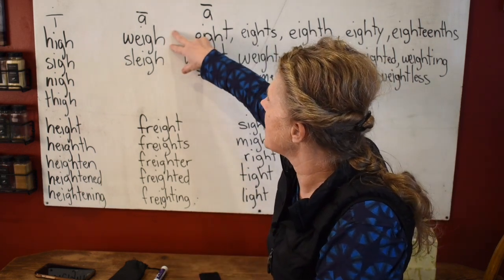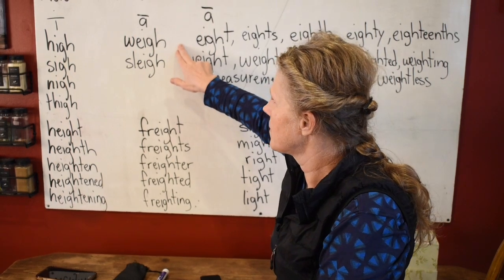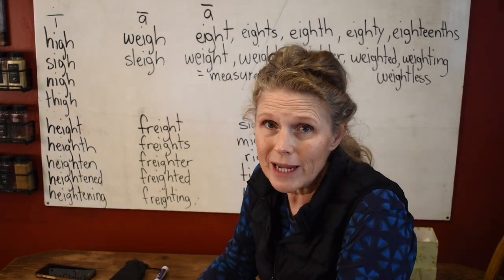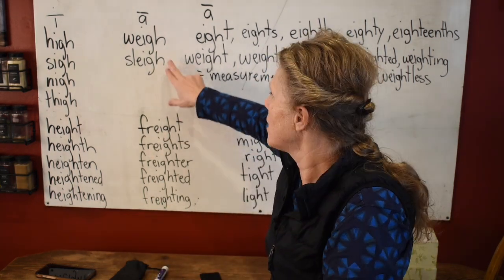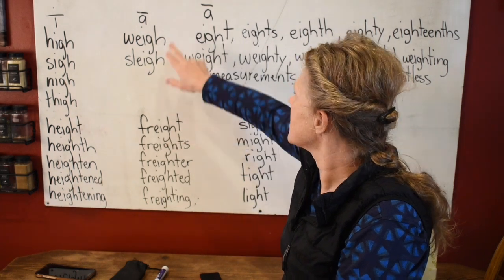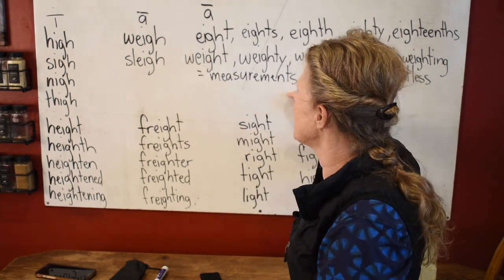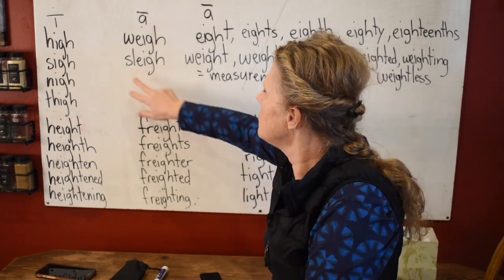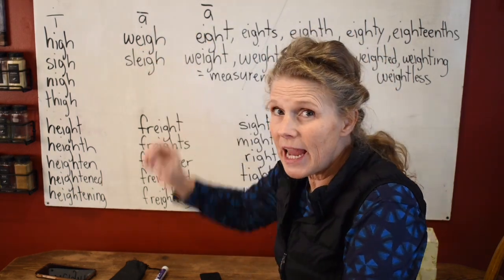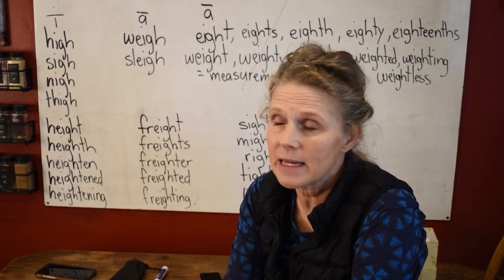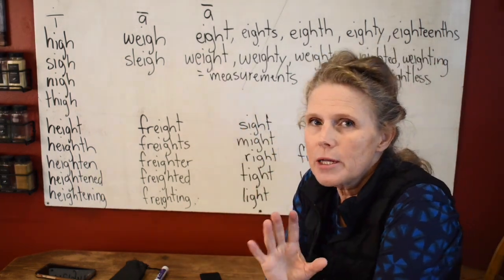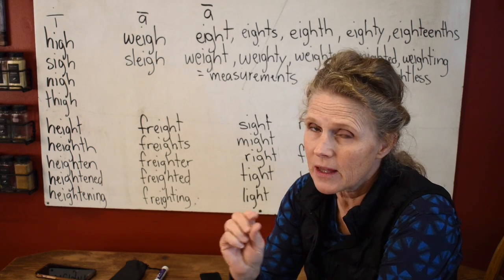Okay, so this says weigh. I will weigh myself. Weigh the meat, weigh the wheat. And then sleigh, like sleigh bells and the horse is pulling the sleigh, like a big sled. Weigh is measurement. You need to understand, and those need to be memorized, that this EIGH is saying the long A sound.